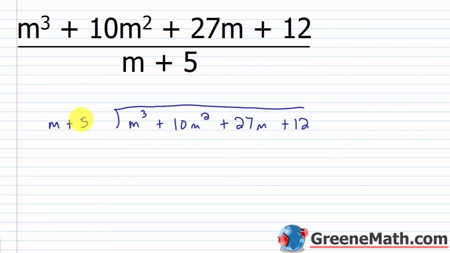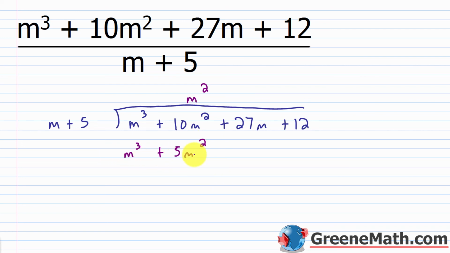So I'm going to go leading term into leading term. So m goes into m cubed how many times? Well, we know m cubed over m would be m squared. So that goes right here. We're going to have m squared. M squared times m is m cubed. m squared times 5 is plus 5m squared.